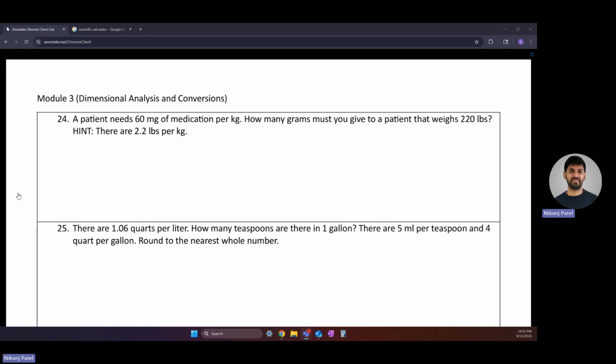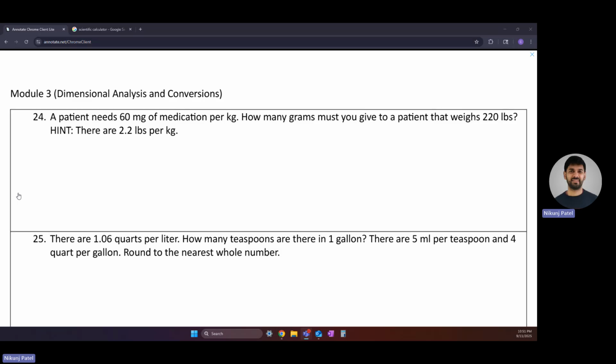In number 24, we're being asked about a patient that needs 60 milligrams of medication per their kilogram weight. So it doesn't exactly say that their weight is explicitly being used here, but this type of phrasing refers to, in terms of the patient weight, the kilograms. So for every kilogram that the patient weighs, we're going to give them 60 milligrams of the medication. Then the question is, how many grams must you give the patient that weighs 220 pounds?